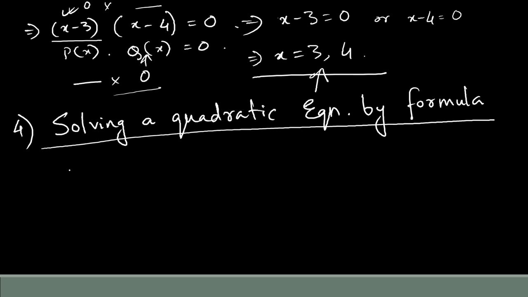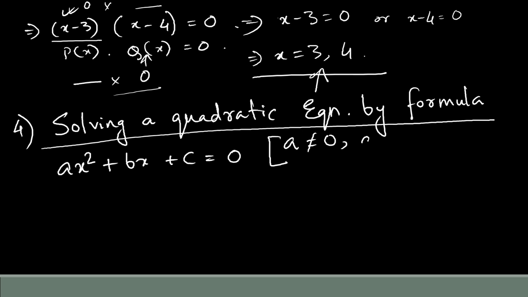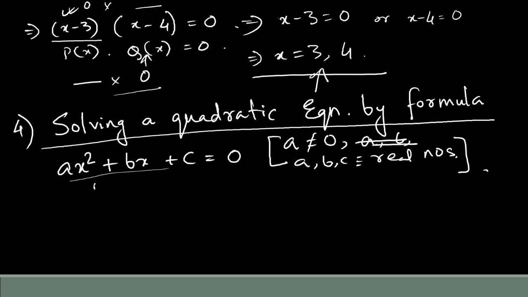Let's say you have this quadratic equation ax square plus bx plus c equals 0. As I said before, a is not equal to 0 and a, b, c are real numbers. First I showed you how to find the roots of an equation using factorization, where we converted ax square plus bx plus c into the form p times q equals 0, two linear expressions. This time we will directly find the value of x through a formula called Sridharacharya formula.